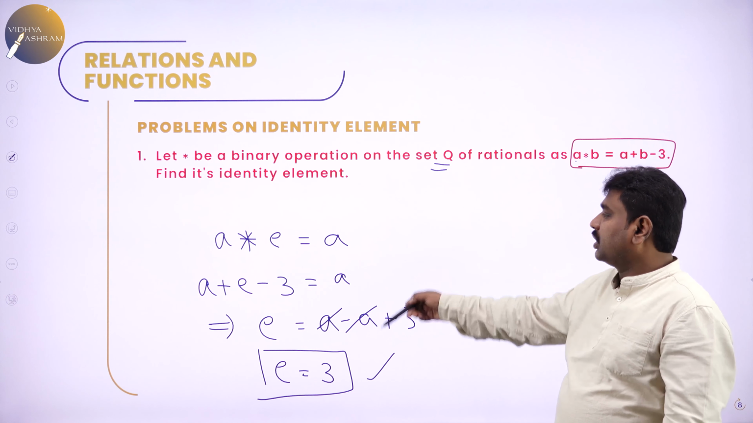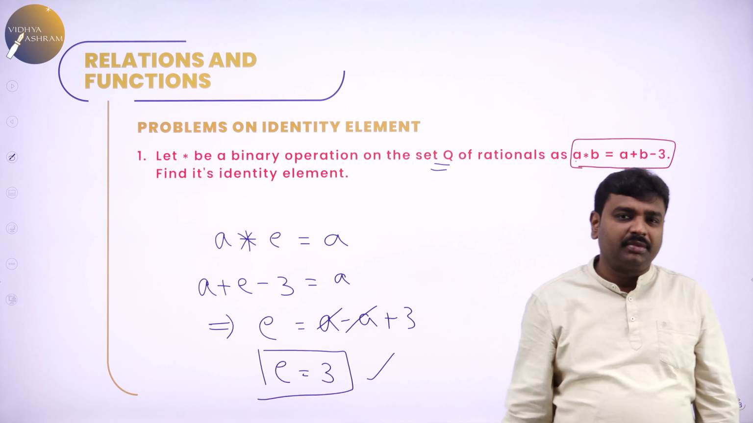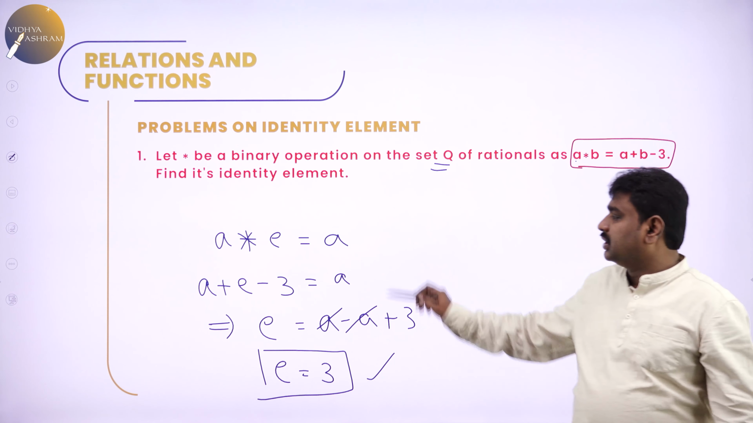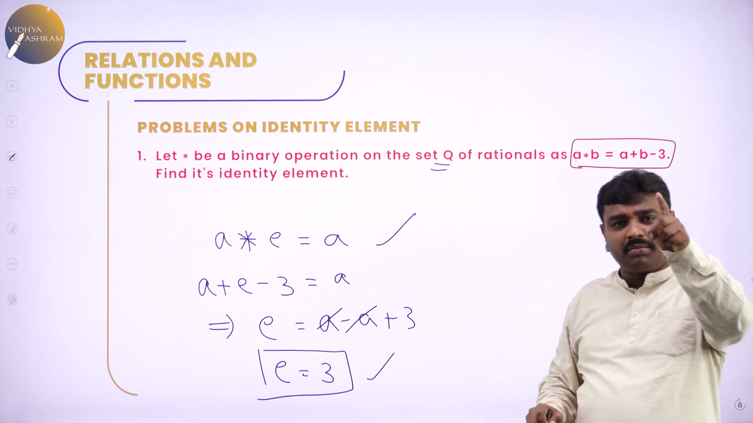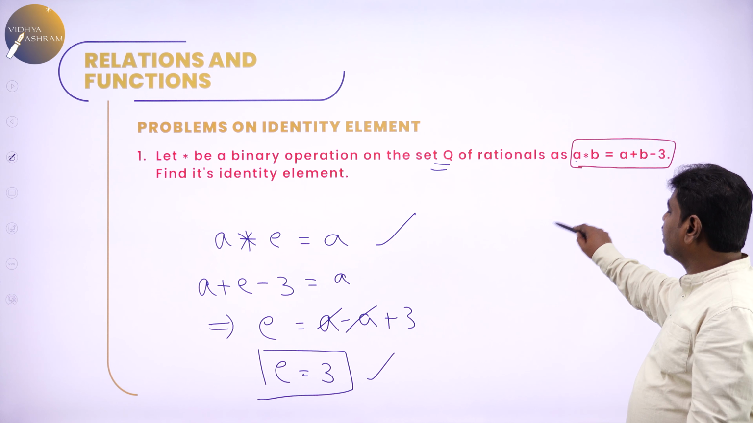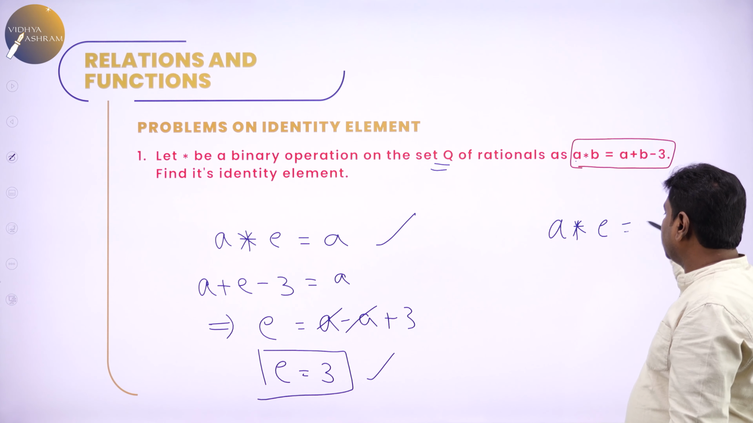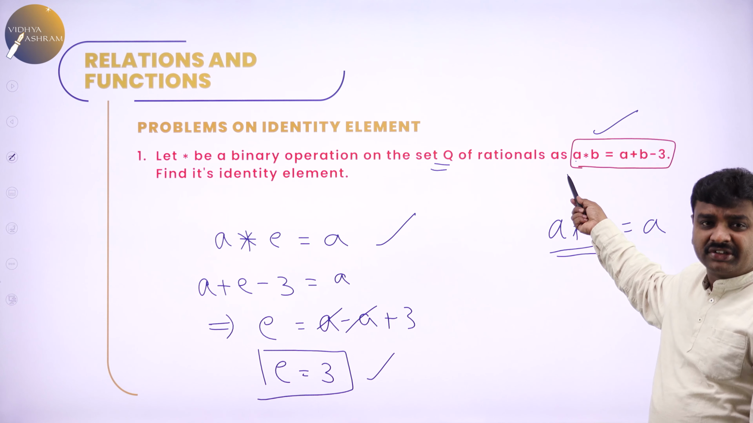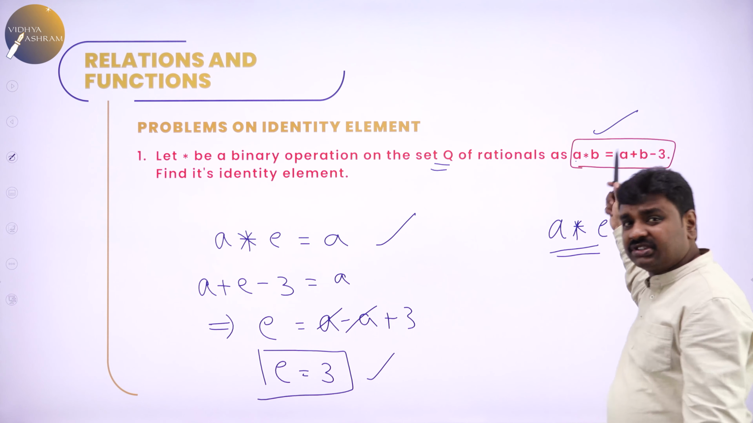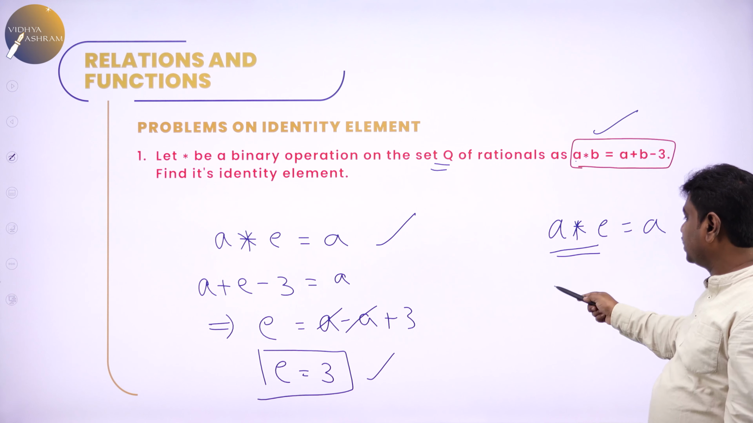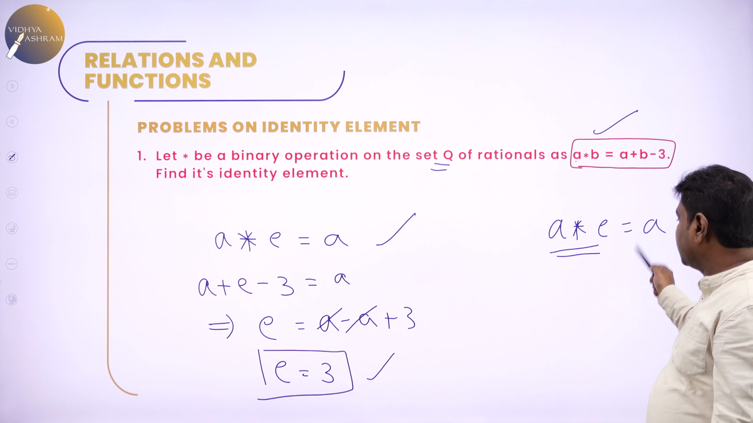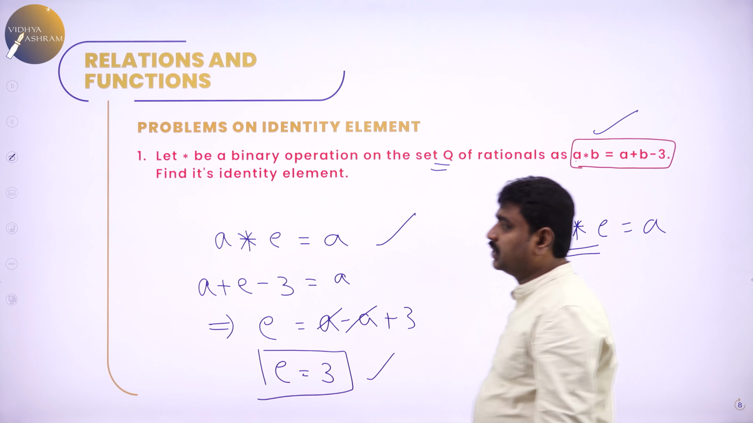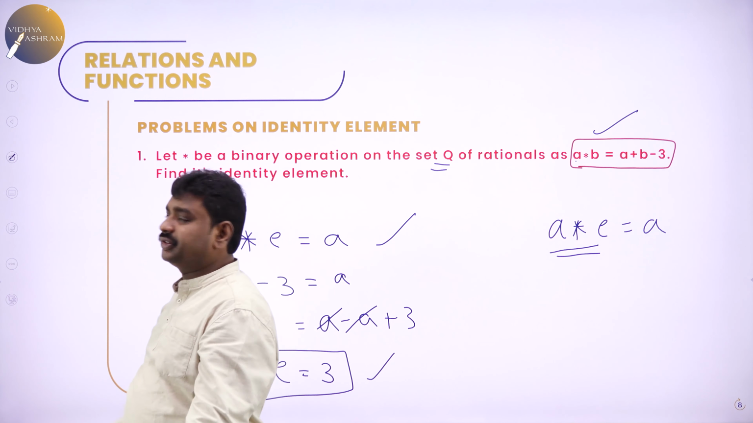How to get the identity element? What is the first step? A star E is equal to A. Any problem on identity, first you should write this formula. Then on the left side apply the definition. To apply the definition, see the problem: first element star second can be written as first plus second minus 3. Here first is A, second is E, so A plus E minus 3, and solve for E. That's it. Now we will take some more problems on this.